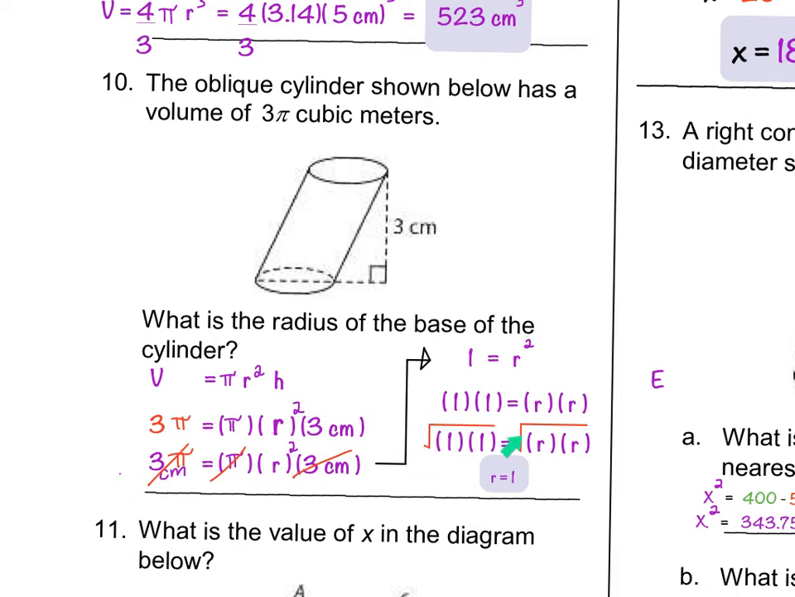If I square root both sides, we find out that every time I have a double for a square root, only one number can come out, so the 1 comes out and the r comes out. So that means my radius is 1.